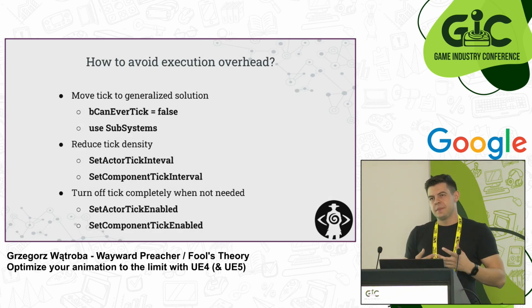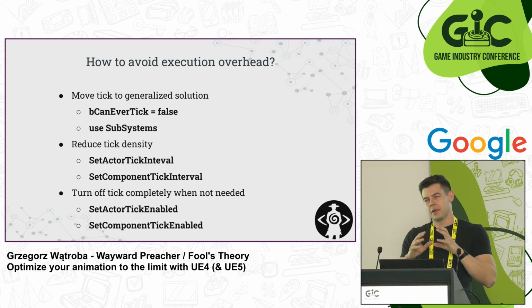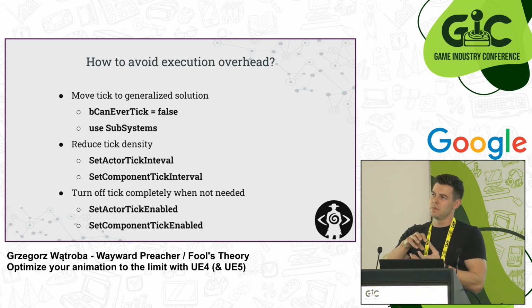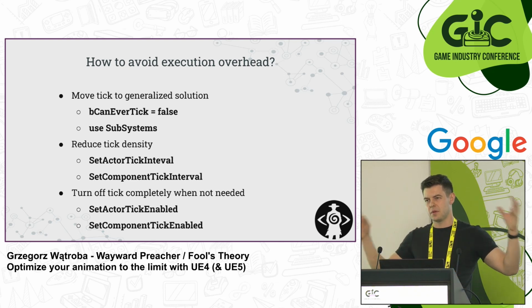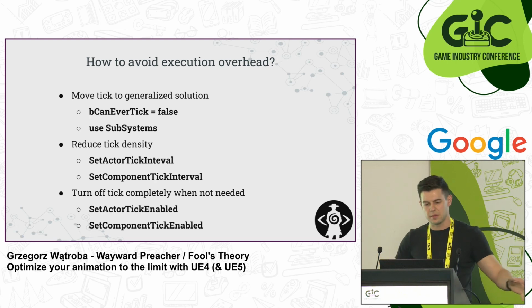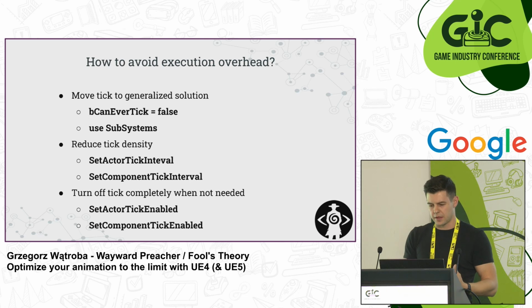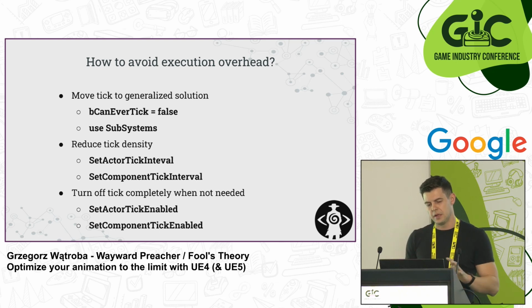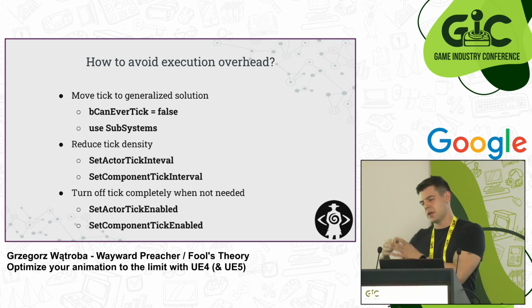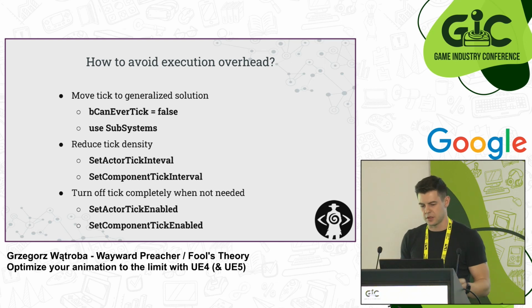And the biggest drawback from this approach is the execution overhead when we have those separate elements spread around the memory. So to avoid this overhead, we can do certain things: either turn off tick completely, turn on and off specific elements, and change update interval. So this is the basis from which we started doing some optimization.